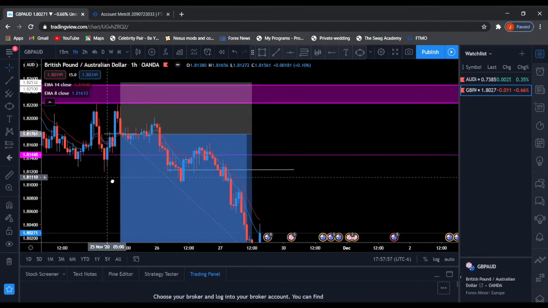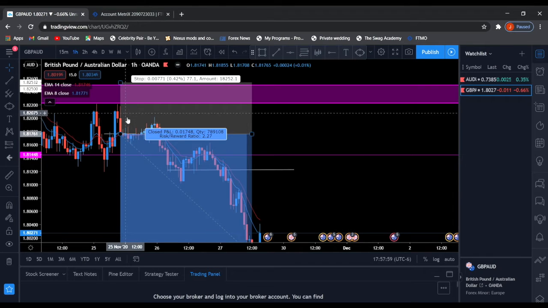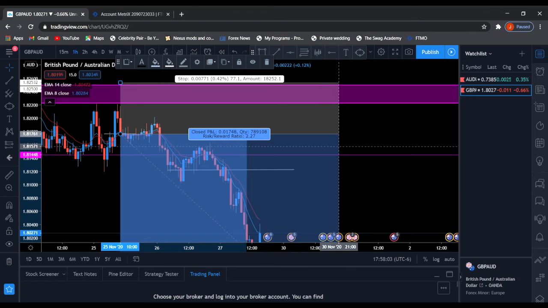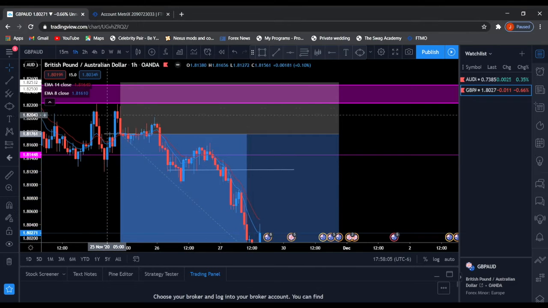Another entry that you could have done was you could have waited for the moving averages to cross. So it broke, it retested 2 times, made the double top.